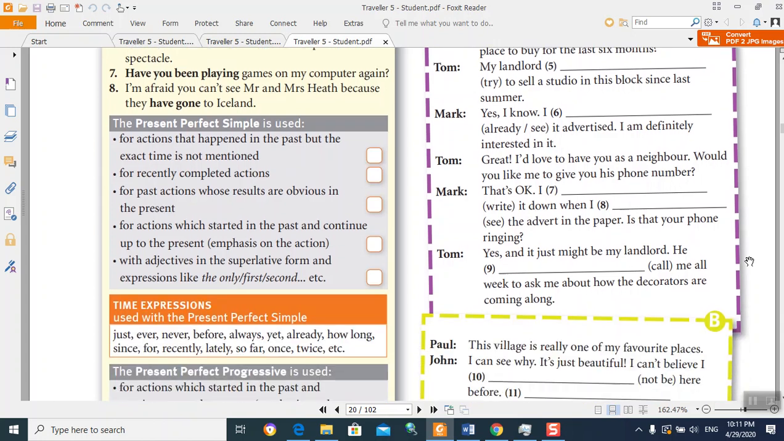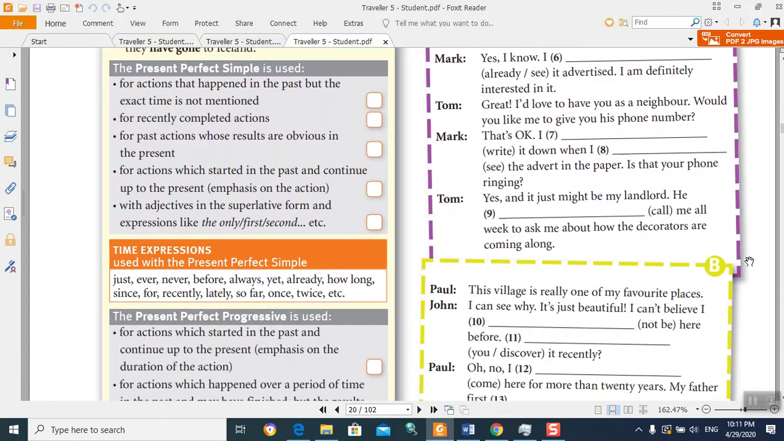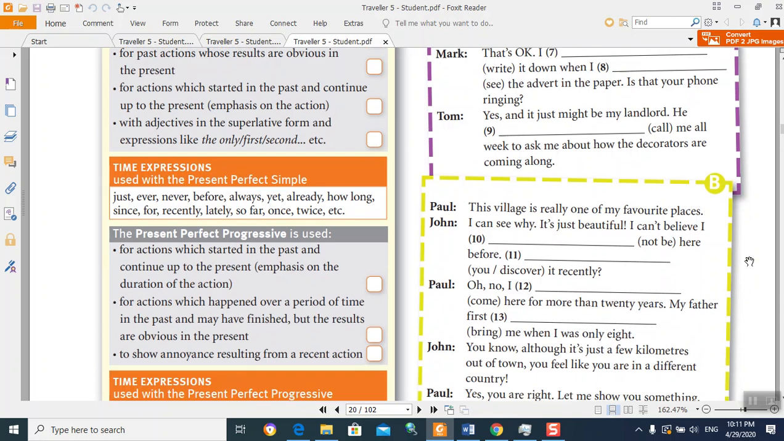Also, we can use the present perfect progressive in these points. We have 3 points. Of course, before we go to the present perfect progressive, we have certain time expressions. You should know that these words are used related to the present perfect. These words are just, ever, never, before, always, yet, already, how long, since, for, recently.